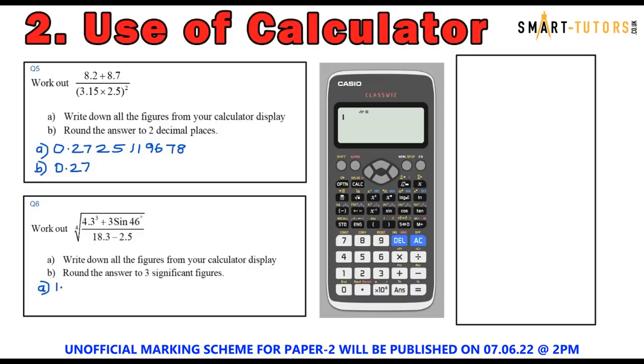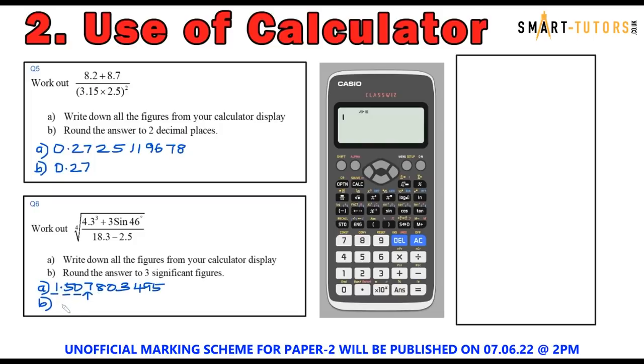1.507803495. That is the answer for that. And the B part, round the answer to 3 significant figures. 3 significant figures count from the left hand side. So 1, 2, 3. The fourth one becomes the decider.